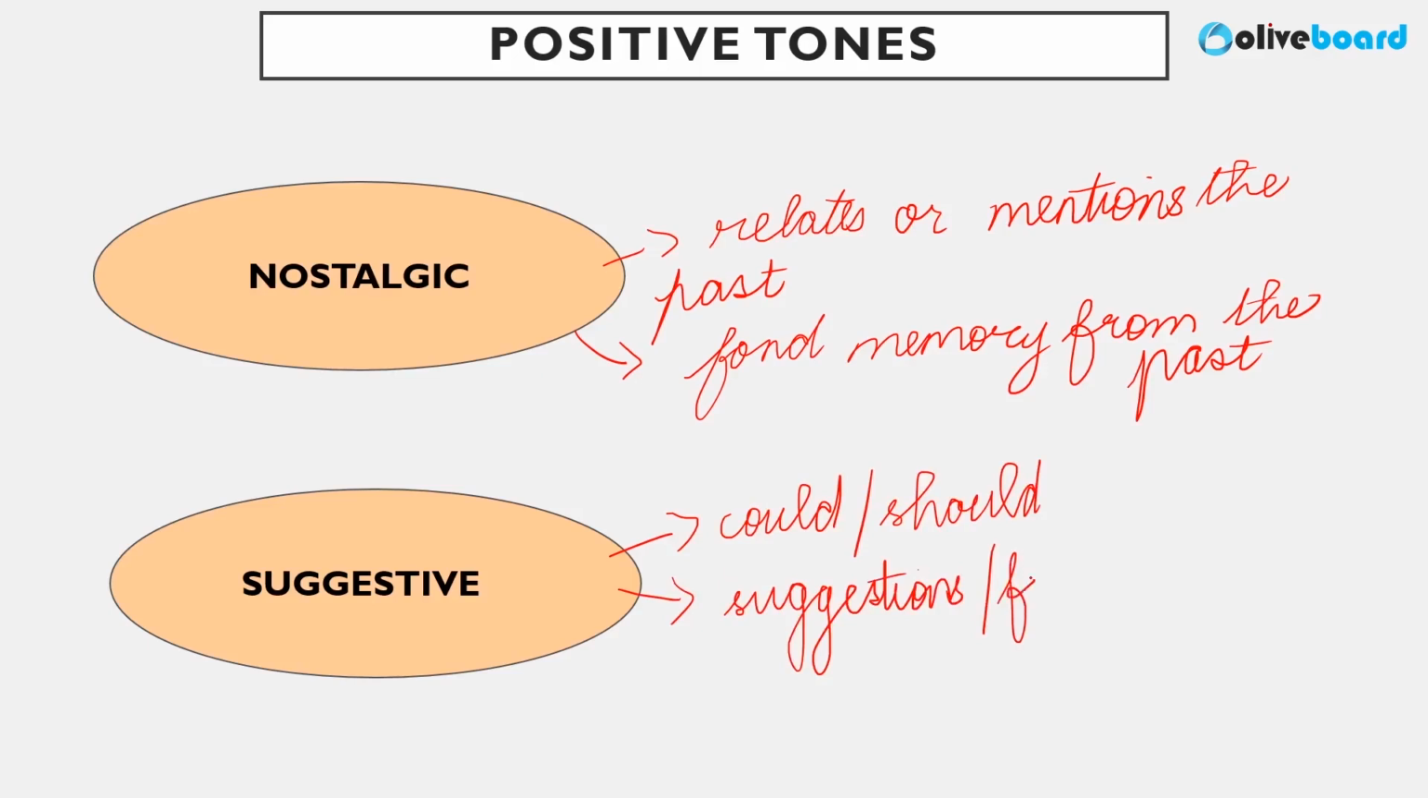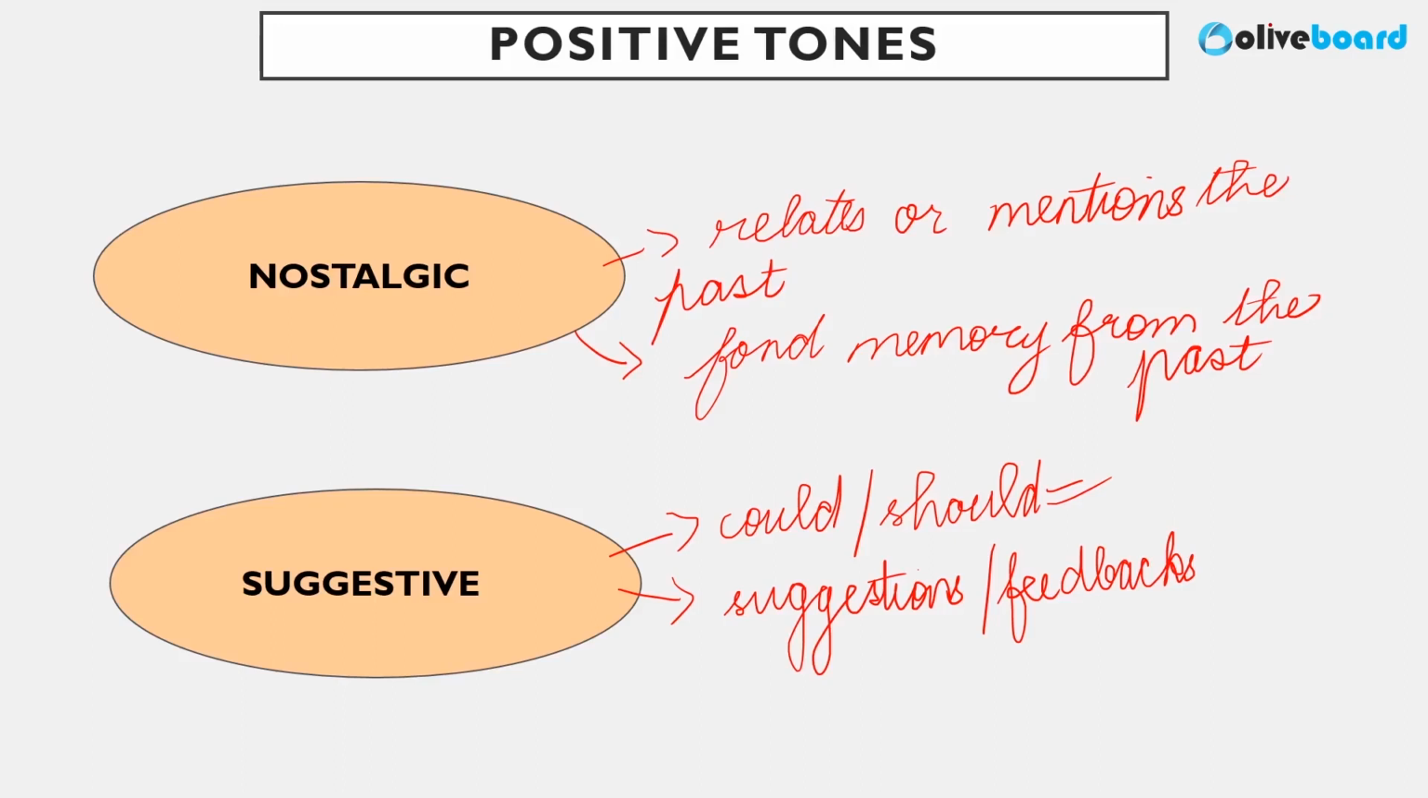Okay, so at times in paragraphs we find that the center should do this, the government should do that. Words like these are usually found here. It is basically giving advice, giving suggestions, giving feedback. So that will become your suggestive tone. A lot of suggestions about the subject, what could be done, what cannot be done, what should be done. In suggestive tone you will find such words.